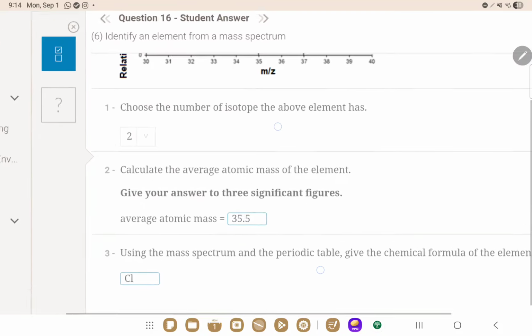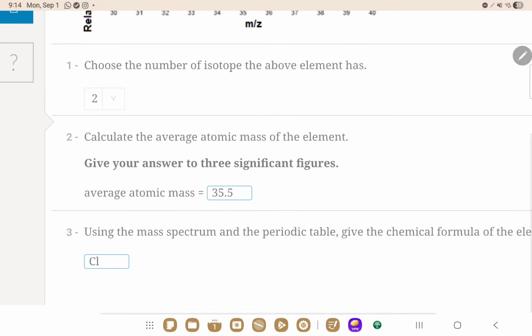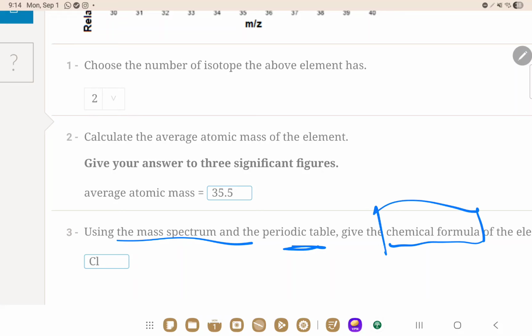Now here they said use the mass spectrum and the periodic table to give the chemical formula. They usually ask for the name. My mistake was I did not read the question and I just directly put chlorine. Here they asked for the chemical formula, so please read the question and be careful what they ask for, so you don't make mistakes like these in the exam.